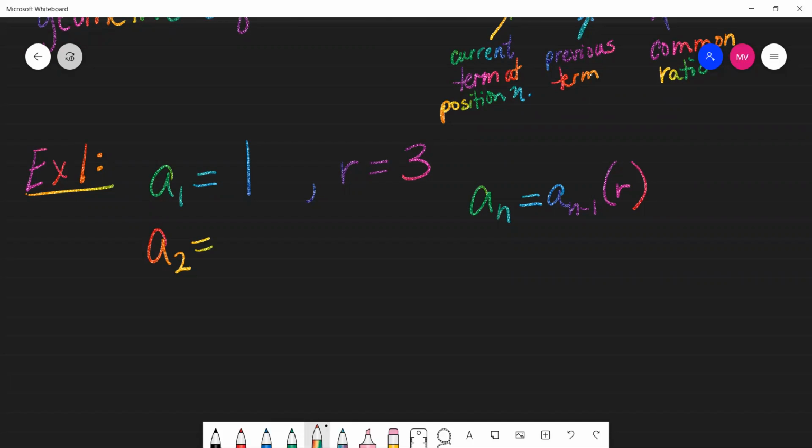A1, that's the position. So what's the value at A1? 1. And then what's our ratio? Therefore, A2 is 3. A3.